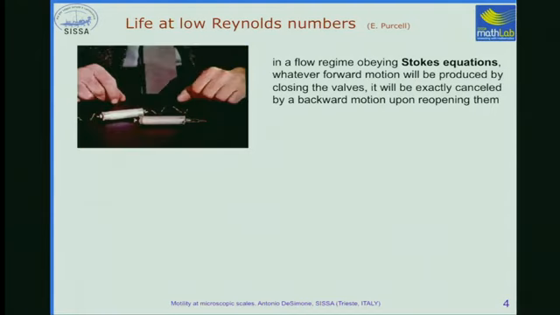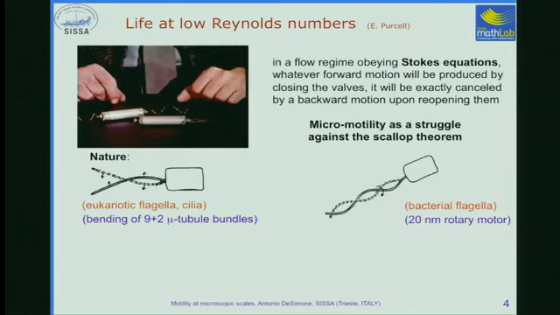So in a sense, biological motility can be seen as a struggle against the scallop theorem, in the sense that nature has found ways around it, and so nature has successfully beaten the scallop theorem. And so these are the flagella I was showing you before.